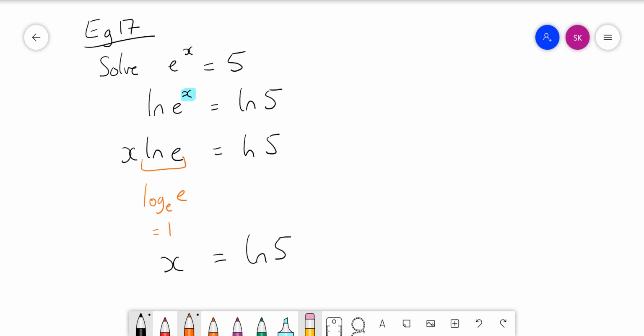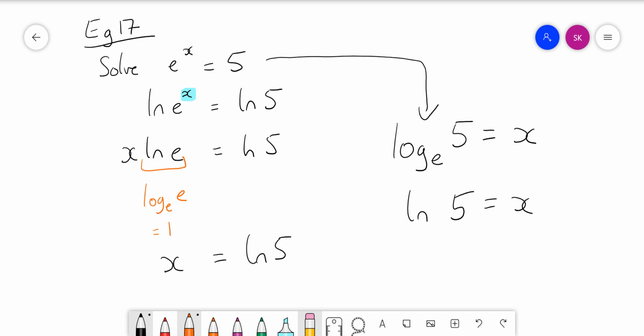Now actually, you're probably thinking to yourself, you already knew that, because if we rewrite this using logs, we would say log of base e of 5 equals x, which is the same as ln of 5 equals x. And you're completely correct. These two things are obviously the same. But the key message is, if you have an equation with a base of e, like this, and x is the power, we can take natural logs of both sides, and the natural log will cancel the e, leaving just the power.